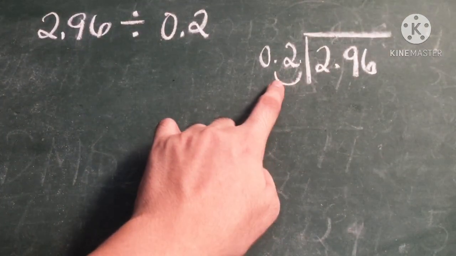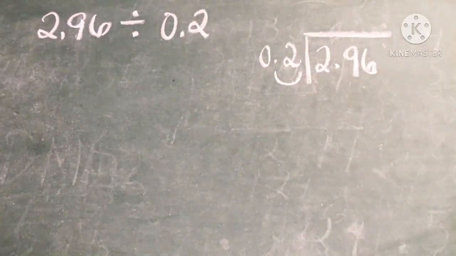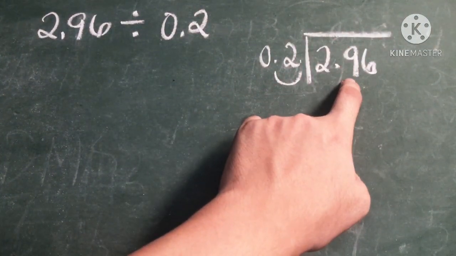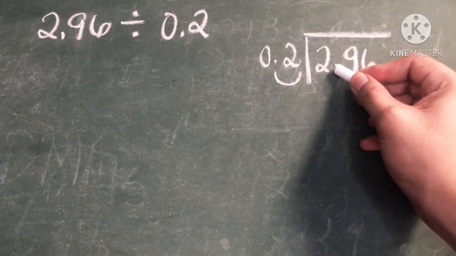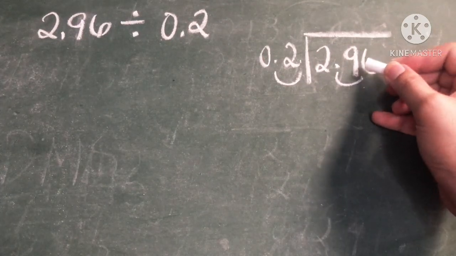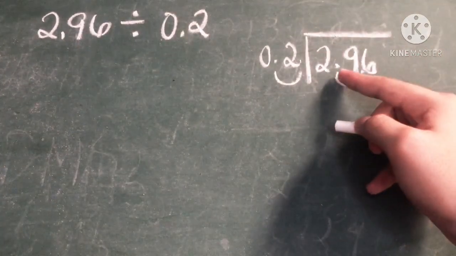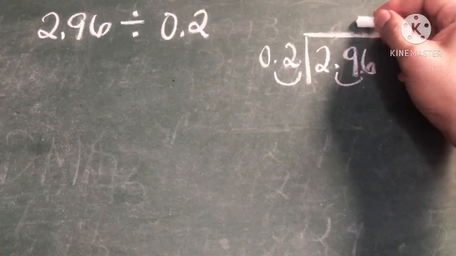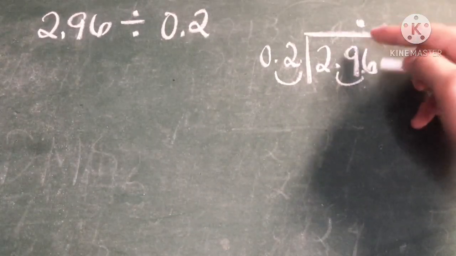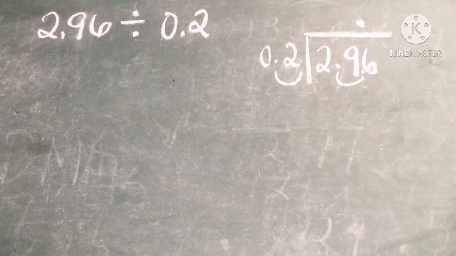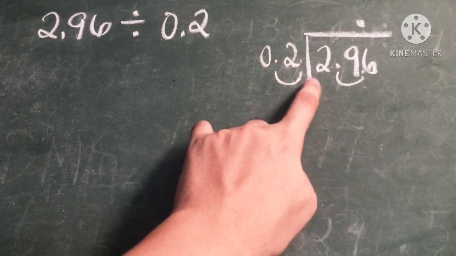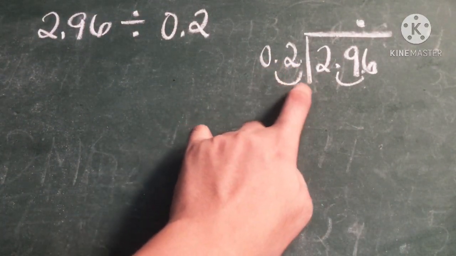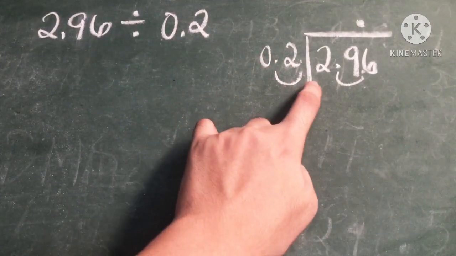So, kung ilan yung beses na minove natin dito sa divisor, ganun din yung gagawin natin sa dividend. So, nag-move tayo ng isa. So, i-move din natin itong decimal point here. So, magiging 29 and 6 tenths. Dito mapupunta yung, yan, susulat natin sa magiging quotient mamaya. So, yan. Kung ilan yung minove nyo dito, laging papunta sa right.